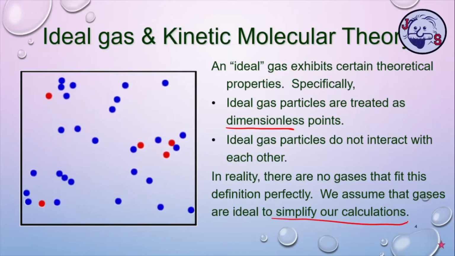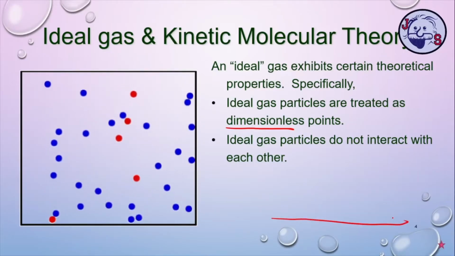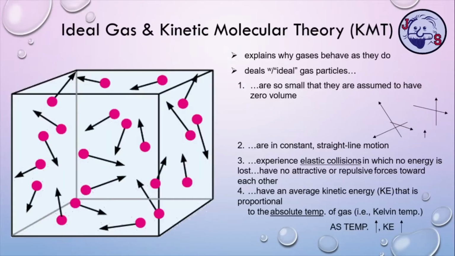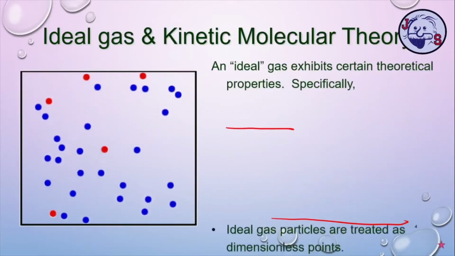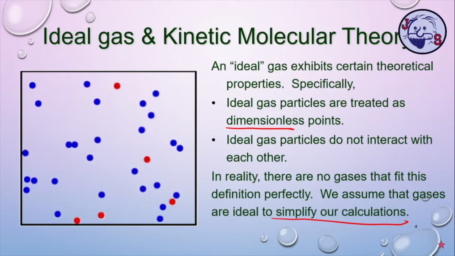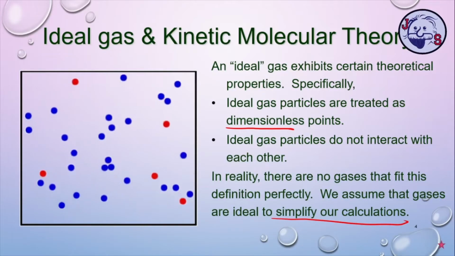That is why we use this simple formula. The simple formula is a product of assumptions, the assumption that these properties somehow exist on your gas particles. So this is the ideal gas and the kinetic molecular theory.